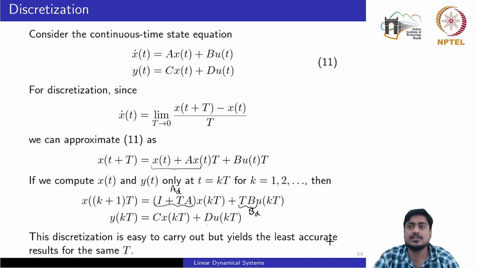You can verify this in simulations also by taking different values of T and taking any scalar system. You can take any scalar continuous time system, and by using this approximation, try to compute the discrete time values and see whether the values at discrete time instances match with the continuous time values.